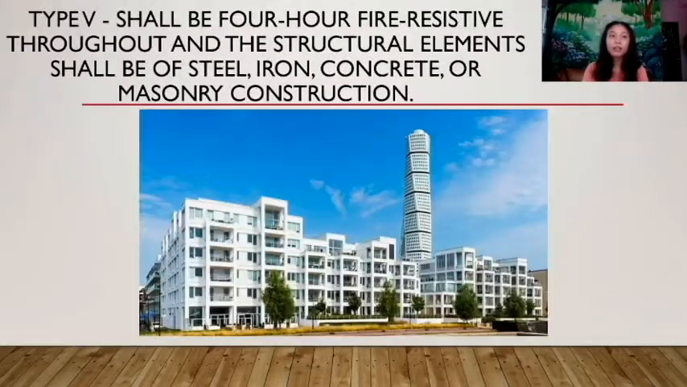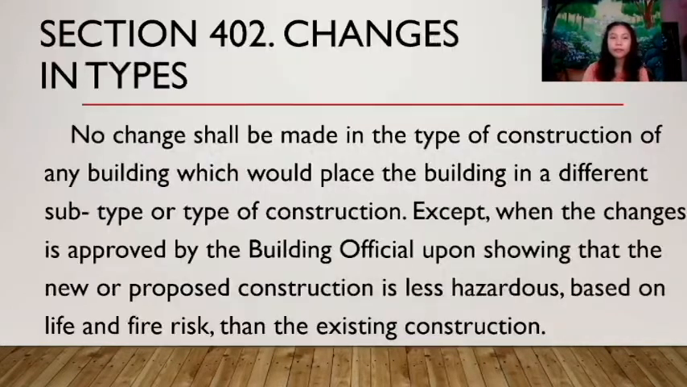And the last type of construction is Type 5, which shall be 4R fire-resistive throughout, and the structural elements shall be of steel, iron, concrete, or masonry construction. As you can see in this picture, generally speaking, these buildings are more than 75 feet tall, including high-rise housing and commercial spaces. Because of their materials and design, these buildings are considered the most robust in case of fire, able to withstand high temperatures for a long time without collapsing.